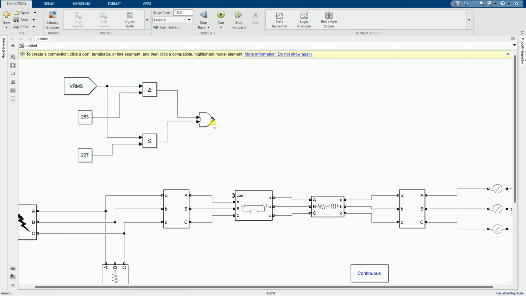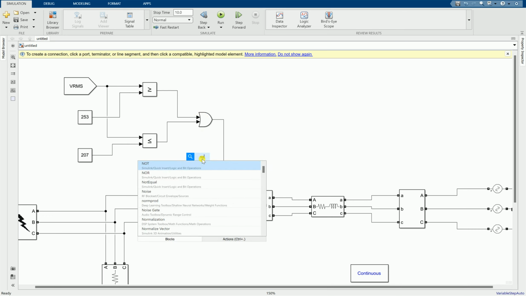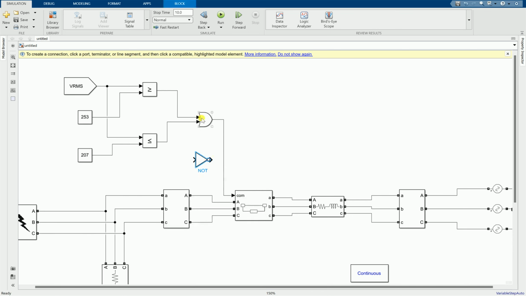Okay, so can I add this directly like this? No. Why? Because if the RMS voltage is greater than 253, it will give 1, so the circuit breaker will be closed, not opened. So when these two conditions are fulfilled, or any of them is true, we have to give a 0 signal, not 1. So what I'm going to do is add a NOT here to reverse this condition.